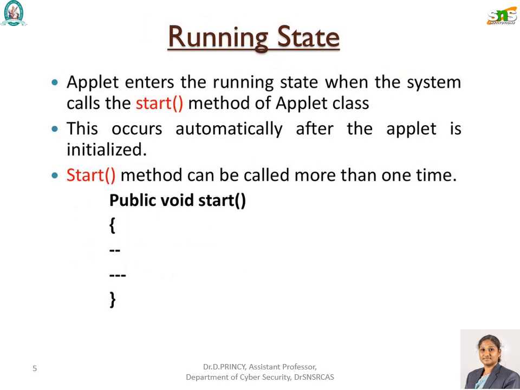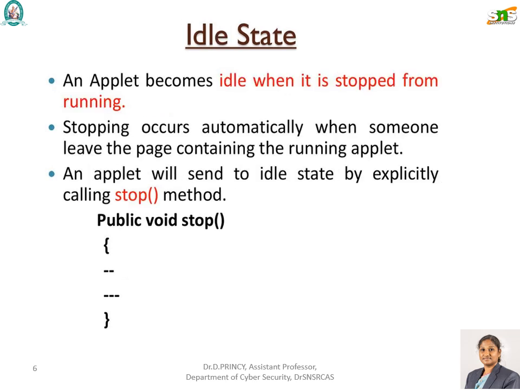Running state. An applet enters the running state when the system calls the start method. This occurs automatically after the applet is initialized. The start method can be called more than one time. The syntax of the start method is public void start, body of the start method, and this method also does not take any parameters.